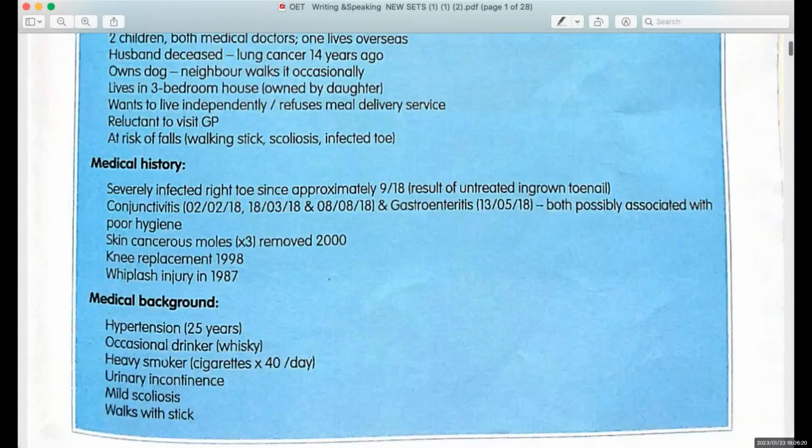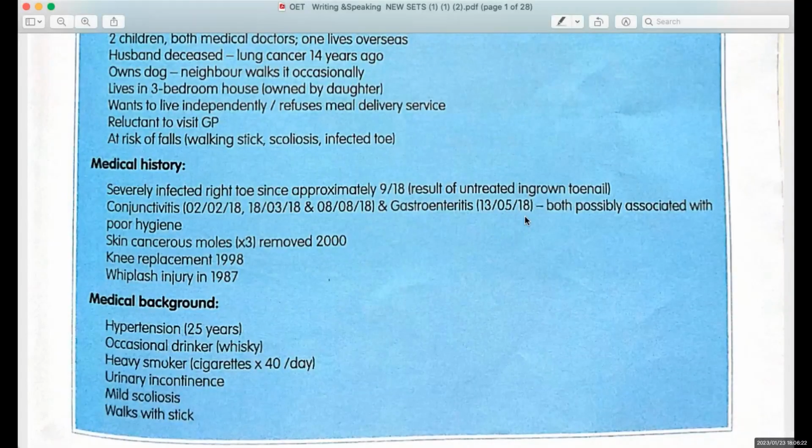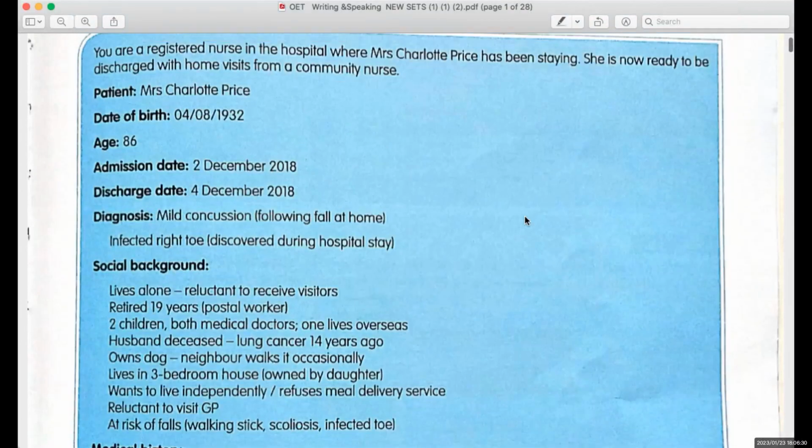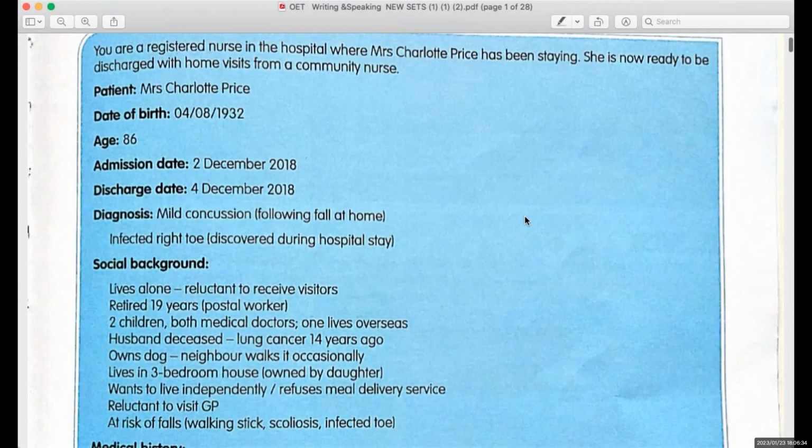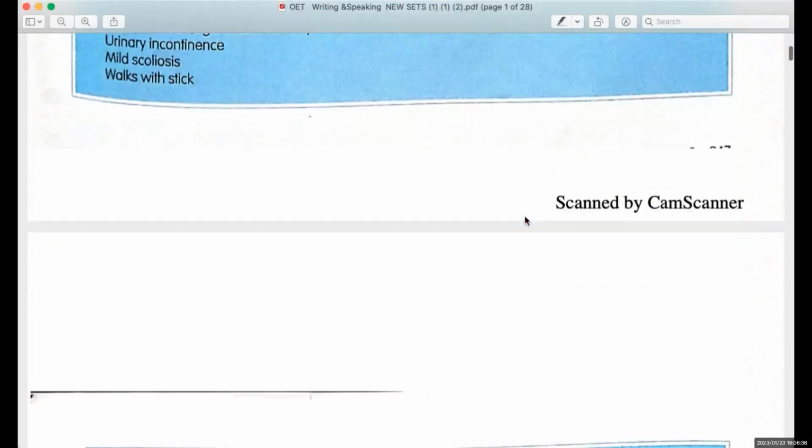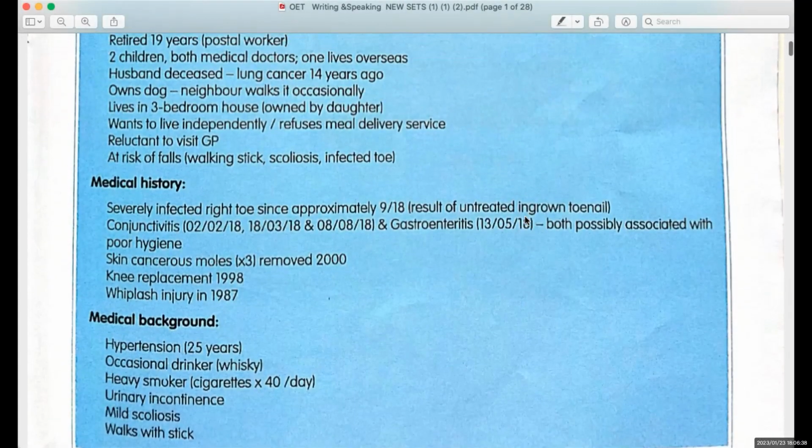Then we have skin cancerous mole times three. I really don't understand what that means. Maybe three times cancerous mole removed in 2000. So what is the year we're living in according to the question paper? According to the question paper, this letter is framed in 2018, and so mole removed in 2000. That's 18 years ago, right?